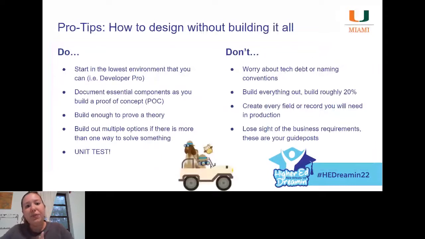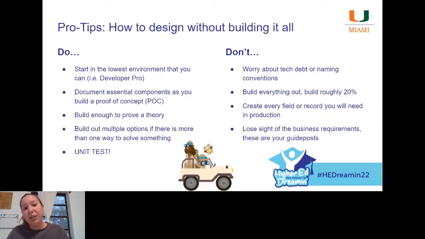So pro tips for how to design without building it all. Once you have everything categorized and you're trying to figure out, what do I need to POC? Where do I go? How do I do this? You want to follow these guidelines. You do want to start in the lowest environment that you can, for example, a developer pro sandbox. You also want to document your essential components as you build that proof of concept. You have no idea how many times I've built something and then I have to go back and figure out what did I actually build to get that to work. So document as you go.